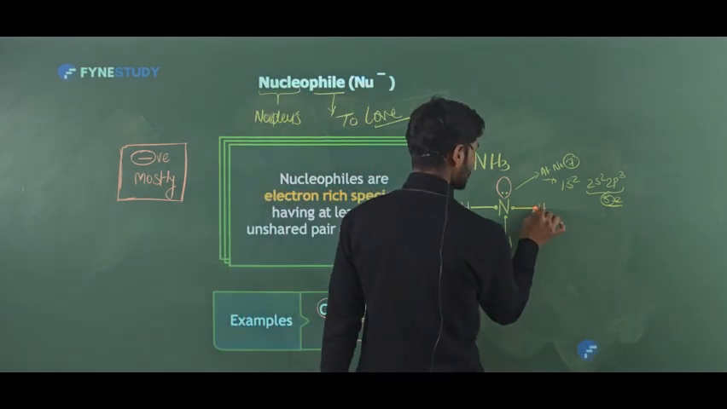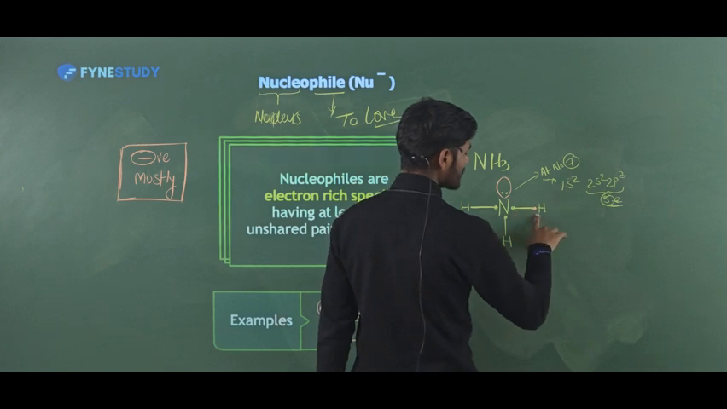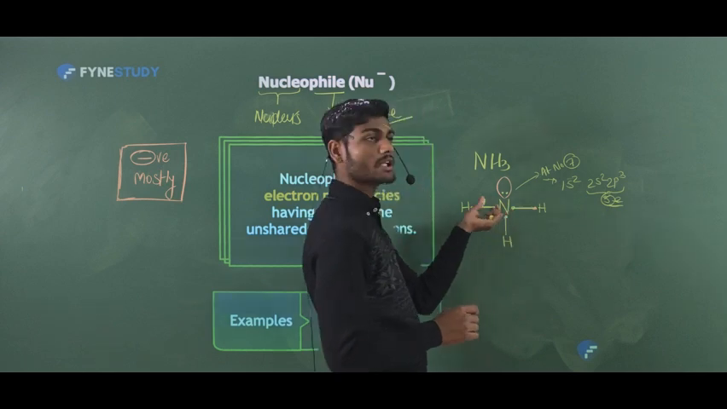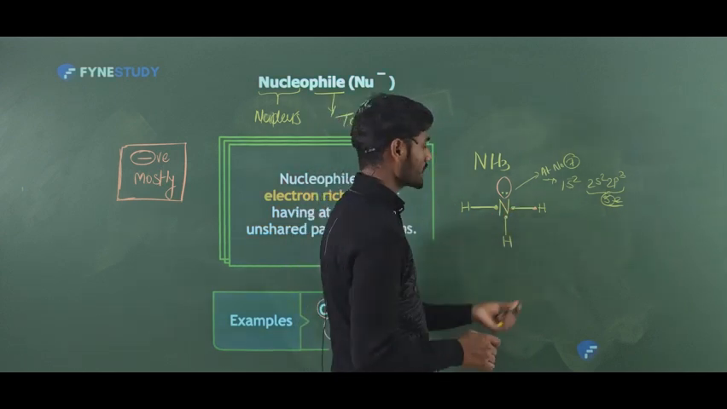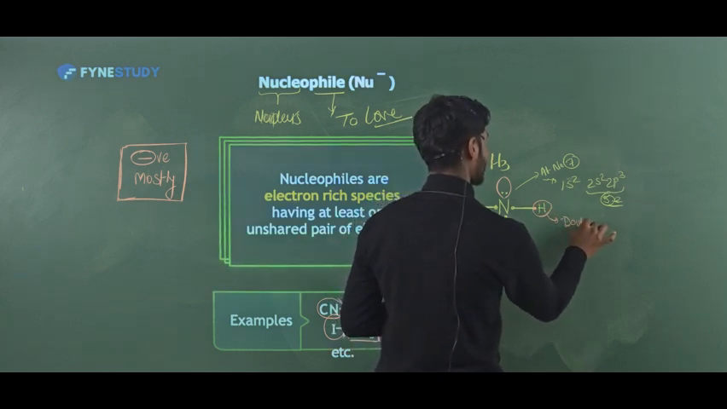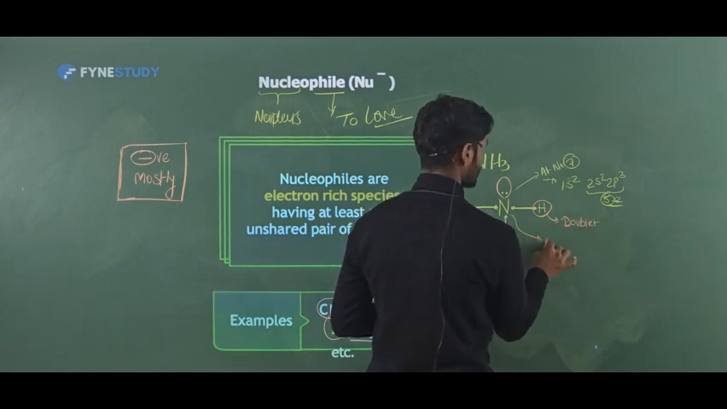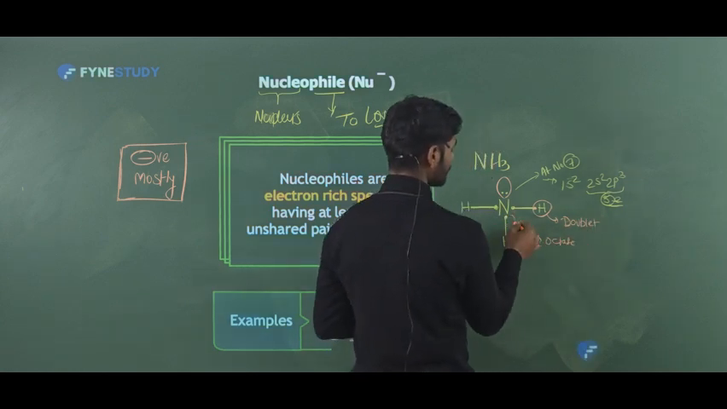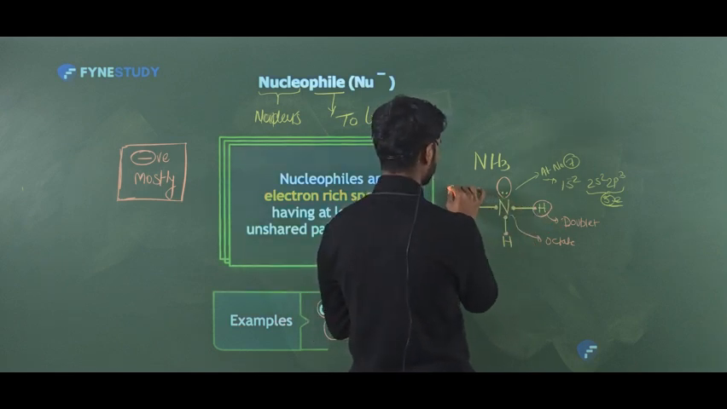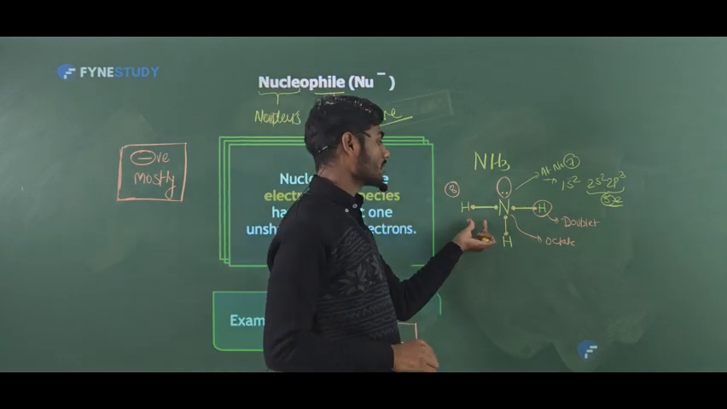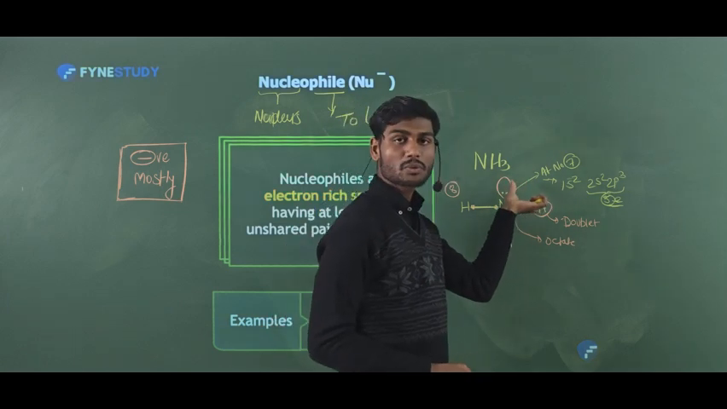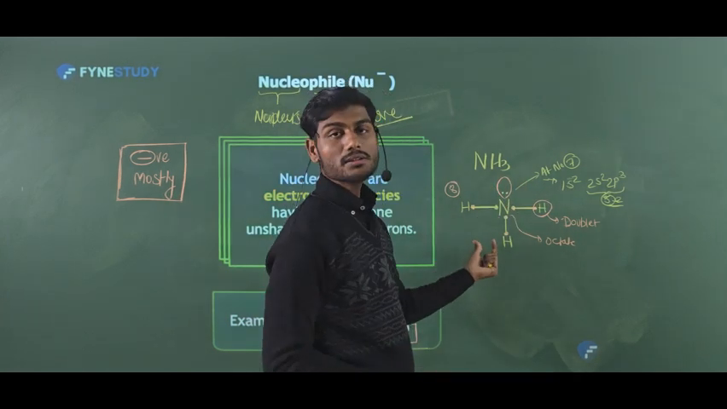If you count the number of electrons, here is 1 bond. These bonds are common between hydrogen and nitrogen, so they are counted for the octet of nitrogen and also hydrogen. Hydrogen needs a doublet and nitrogen needs an octet. So if you count 2 here, 2 here, and 2 here, that's 6, and this one makes 8. So a total of 8 electrons is there. But the lone pair is extra, so it can donate the lone pair. That's why this one is a nucleophile.